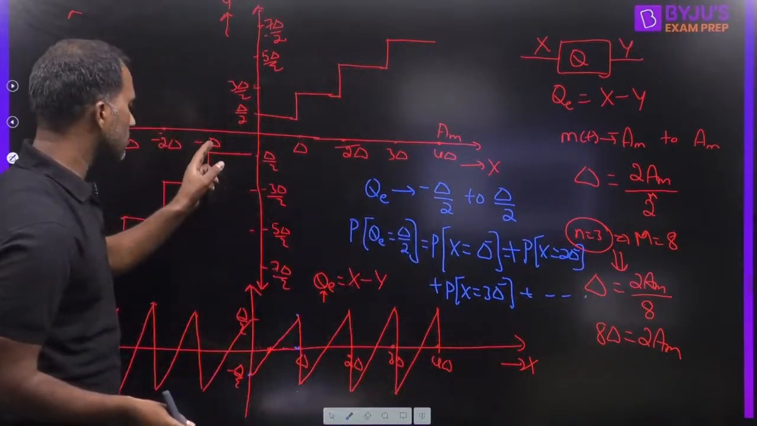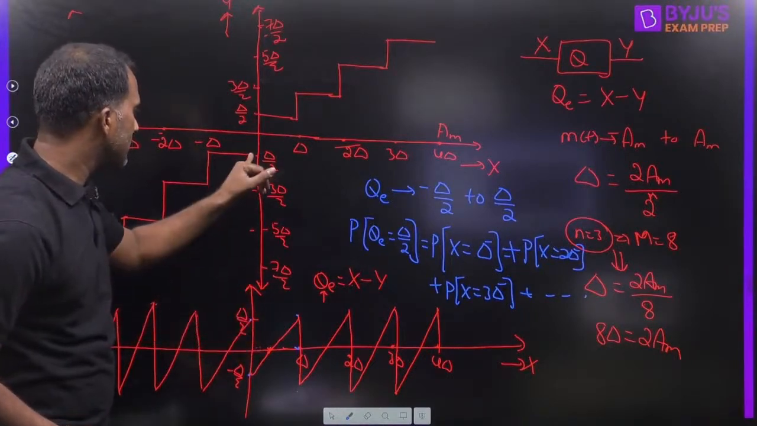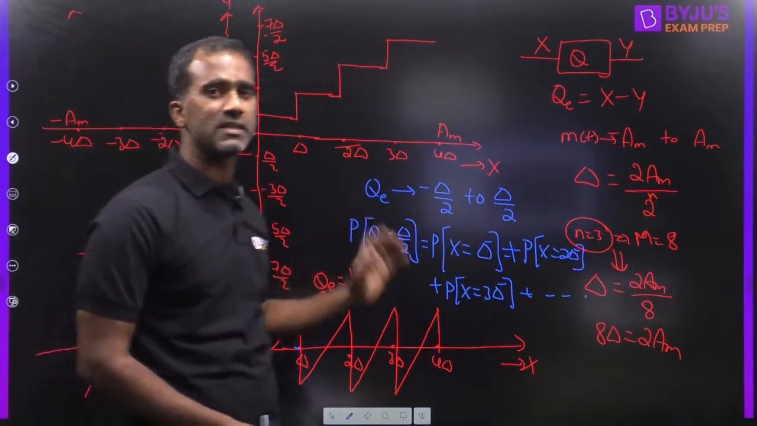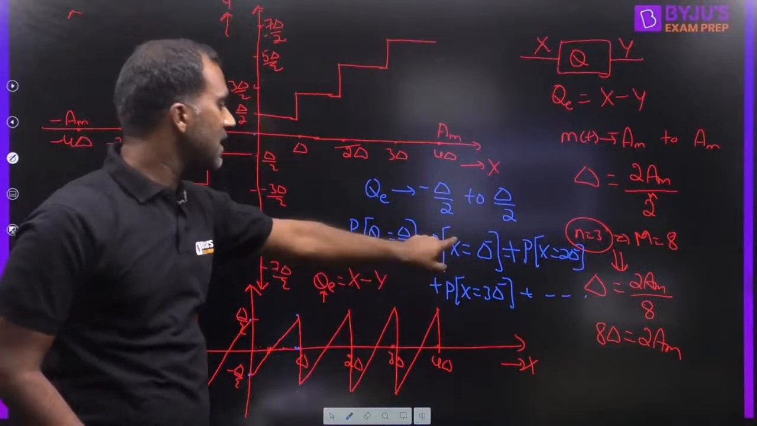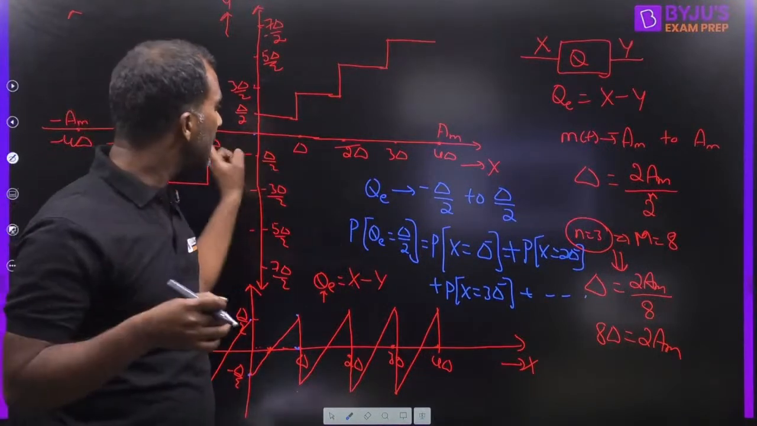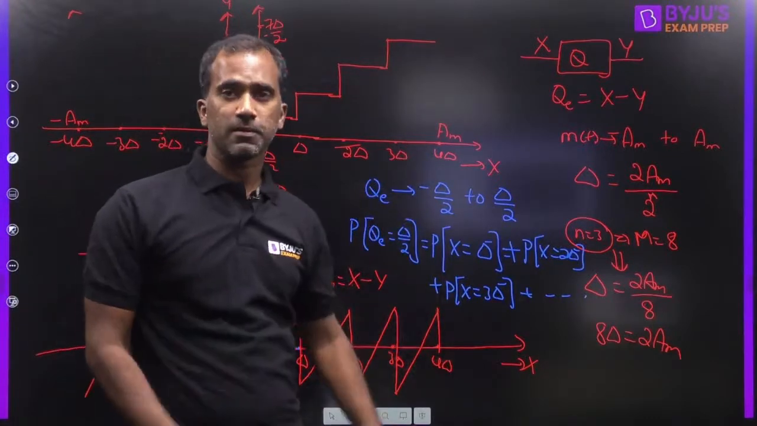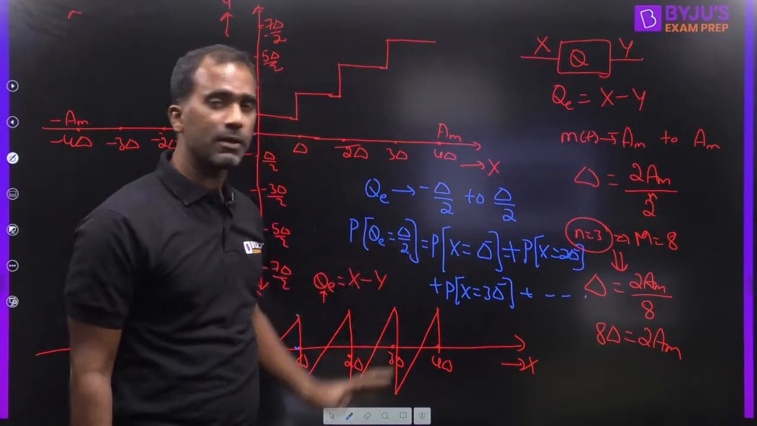Similarly, on the other side also, the plus delta by 2 is possible at this voltage, at this voltage, at this voltage. Totally 8 places, 8 values of x are responsible for the same error delta by 2. Which means the probabilities of x will influence the probability of quantization error. I've only talked about the probability of quantization error to take delta by 2.